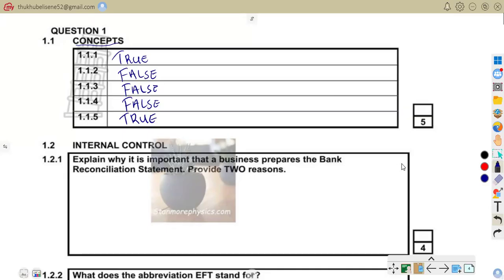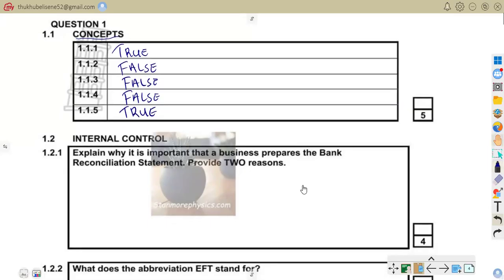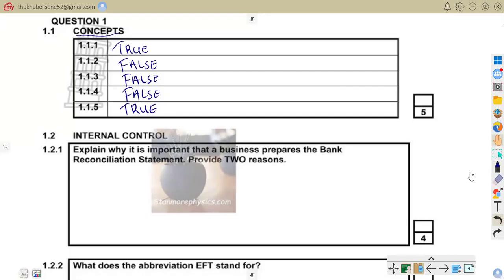So now we are to answer 1.2, the question which says we are to explain why it is important that businesses prepare bank reconciliation statements. Why do we prepare bank reconciliation? What is the reason behind that? So the importance of bank reconciliation is to detect errors and fraud.